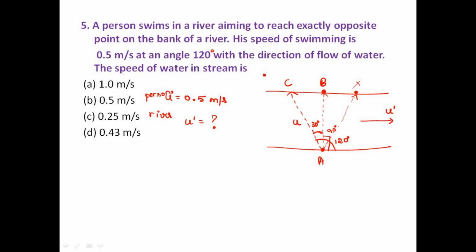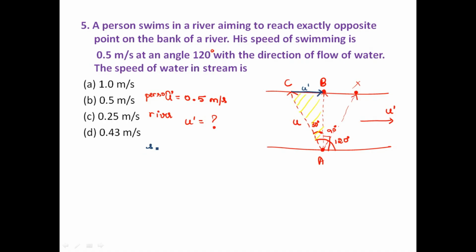We have a small triangle here, right? I'll shade the triangle that I have to take. This is the triangle I'm talking about. In triangle ABC, let us find the value of speed of river. Speed of river is nothing but u dash. It is over here. The river is flowing in this direction.